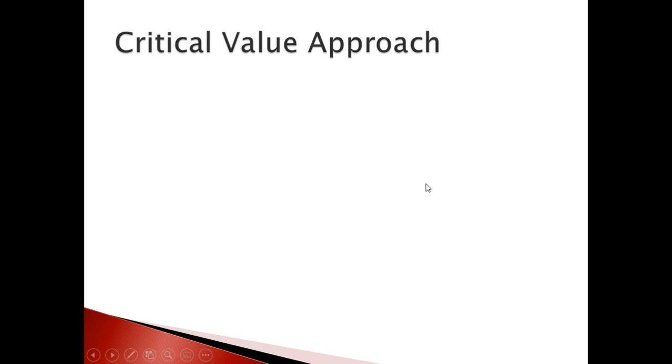To perform this pooled t-test, we have two specific approaches. First one we call critical value approach. Next one we call p-value approach. First, we are talking about critical value approach.